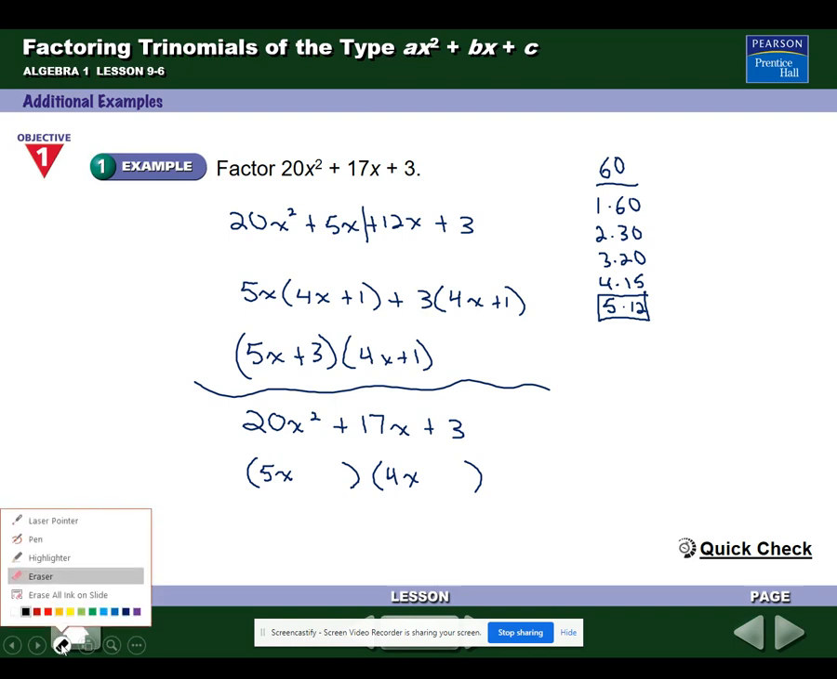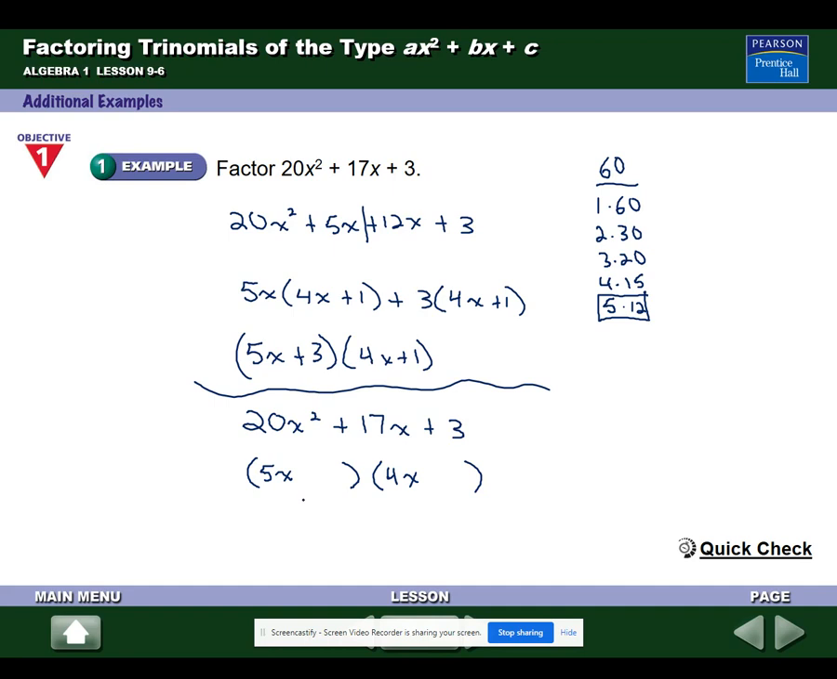And you know what? If 3 and 1 don't work, then you're going to have to scrap 5x and 4x, and try one of the other ones. Try 2x and 10x. If that doesn't work, try 20x and 1x. This is the nature of trial and error. But actually, we know that 3 and 1 are going to work because we can see the answer above already, and they're both going to be positive. Let's just double check that.